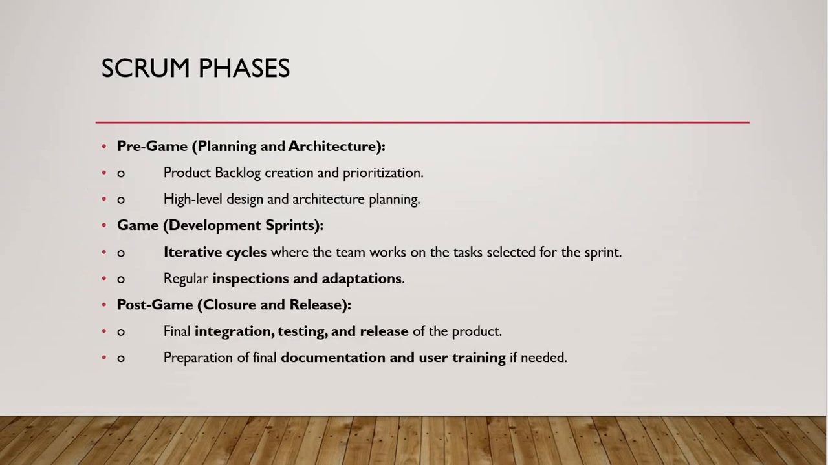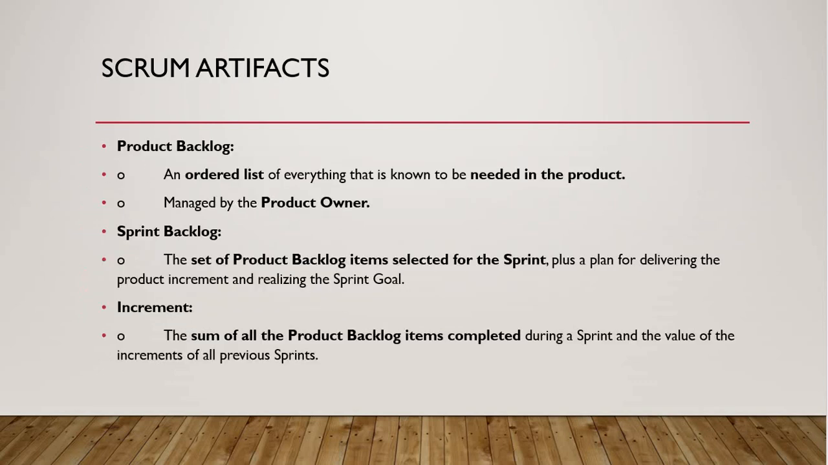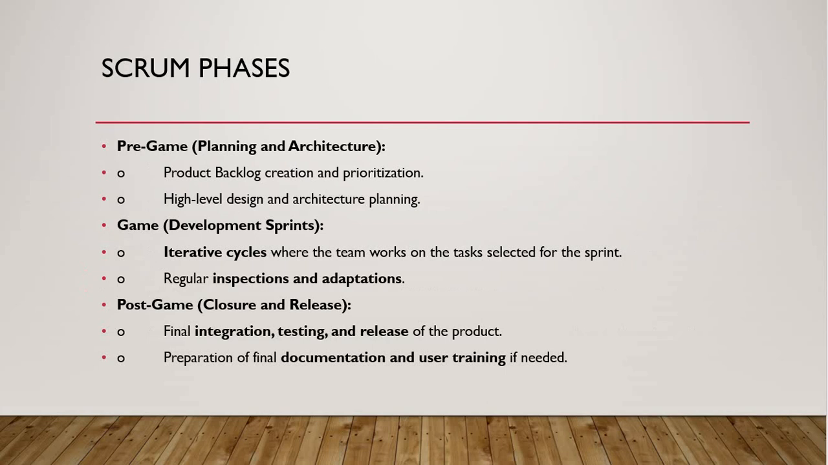So these are the Scrum phases. We have pre-game, game, post-game. Okay. So pre-game refers to the planning and architecture, the product backlog creation and prioritization. Okay. So product backlog, as I said, is a list of everything that is known to be needed in the product. Okay. So each item will be given certain priority, so the highest priority will be done first. Okay, so high level design and architecture planning also will be done in the pre-game.